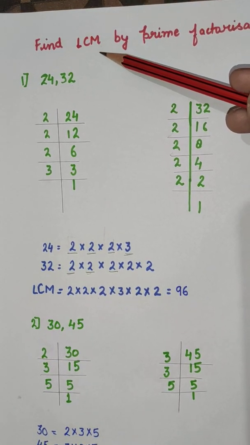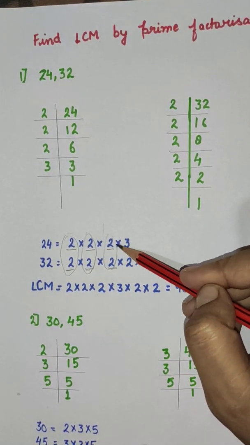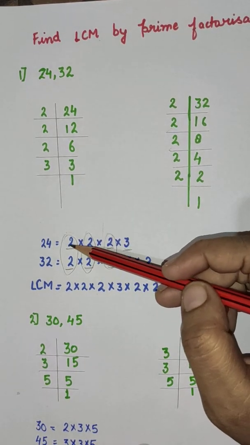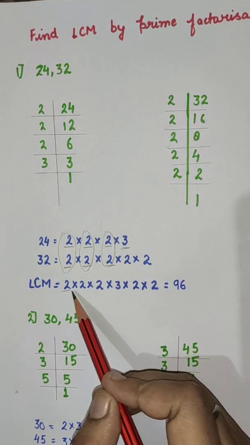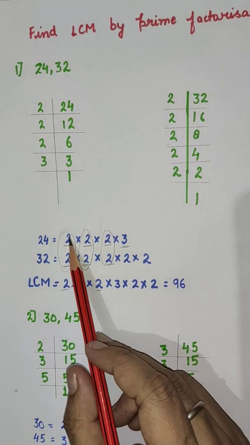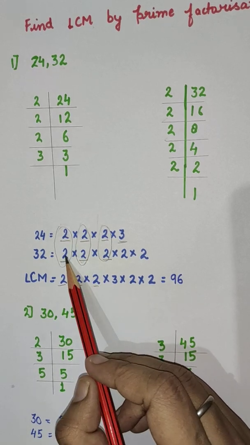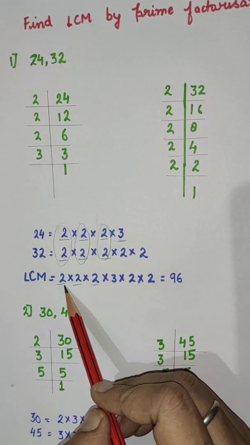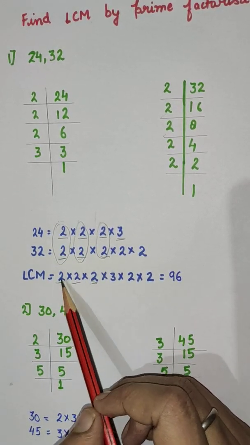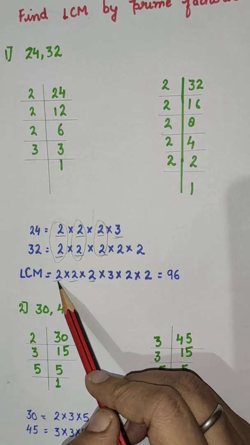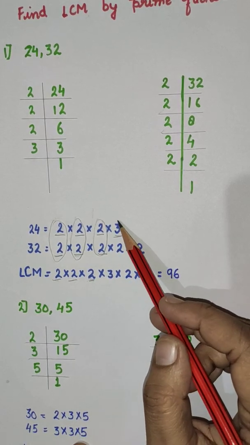So first of all, we have to find which factors are common. When factors are common in both the numbers, we have to write them down only one time. If any number is common in both the numbers, we write it down only one time. So after writing down one time, 2, then 2, then 2.